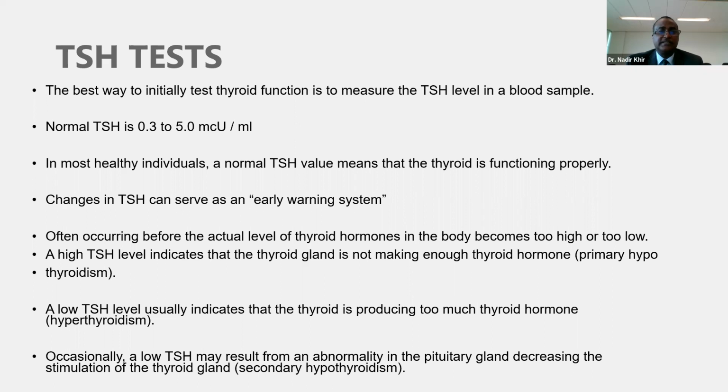Normal value is a wide range, 0.3 to 5. You see this is a very small range, but actually it's a wide range. If a patient lives at 1 and becomes 0.3, this could be a logarithmic change for them, and they might actually have symptoms. So it's very important that we know the patient's actual TSH, the TSH that they're happy with, and then we can record that and follow them with time. If they move here and there, even though within the reference range, they might be abnormal for them. And in most healthy individuals, a normal TSH value means that the thyroid is functioning properly.